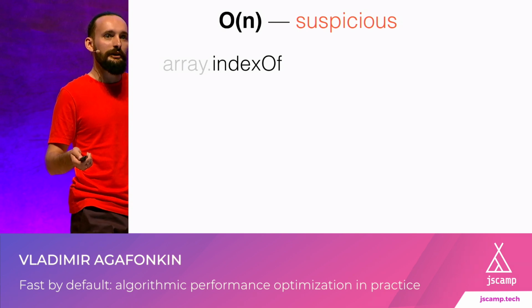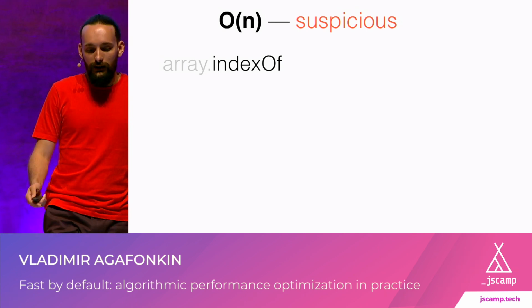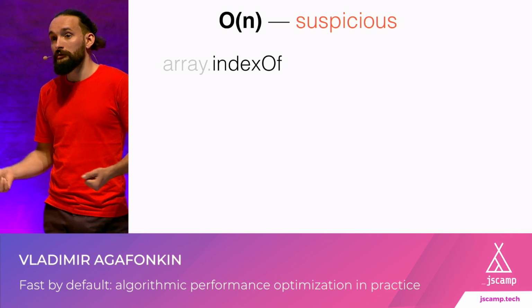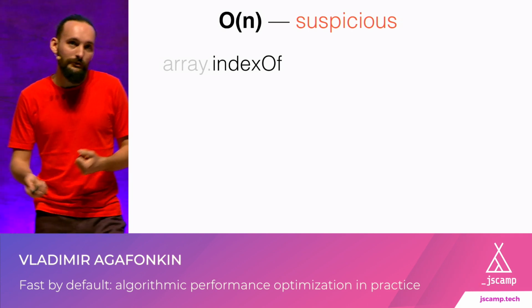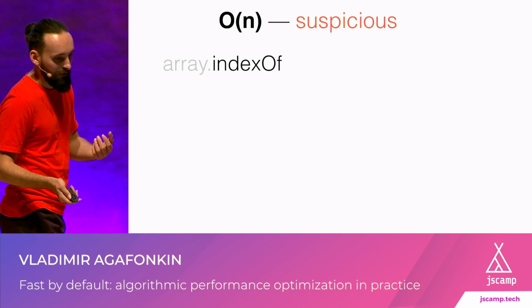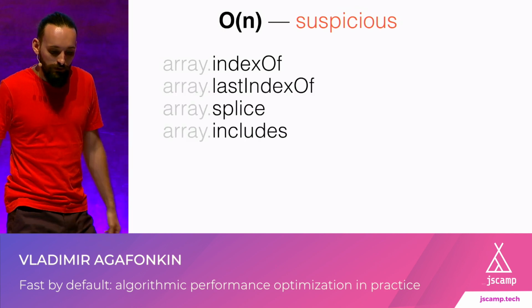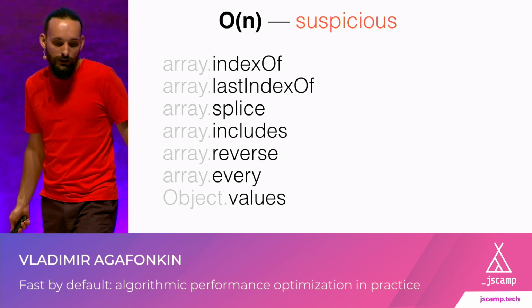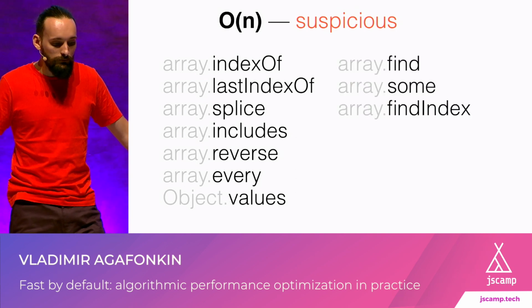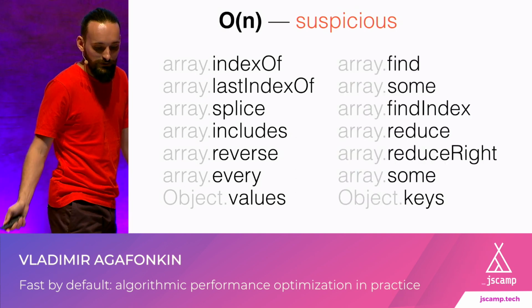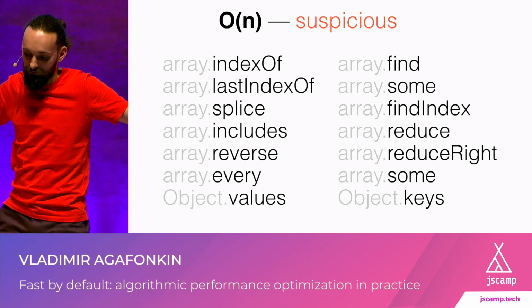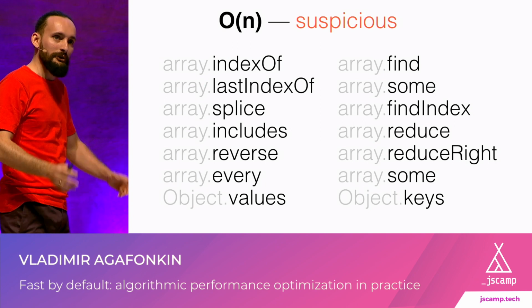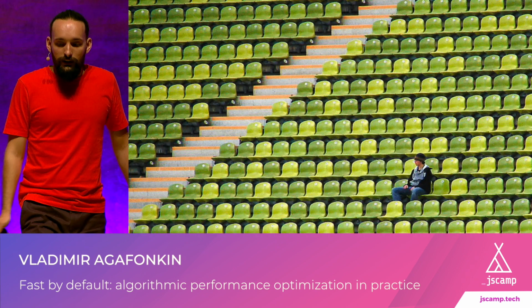So it's very easy to fall into a trap because many native browser methods are linear complexity, and you don't often realize things like indexOf, splice, includes, find, sum, reduce, etc. They have to go over all the items, or most of the items. So you have to be really careful when you use them.